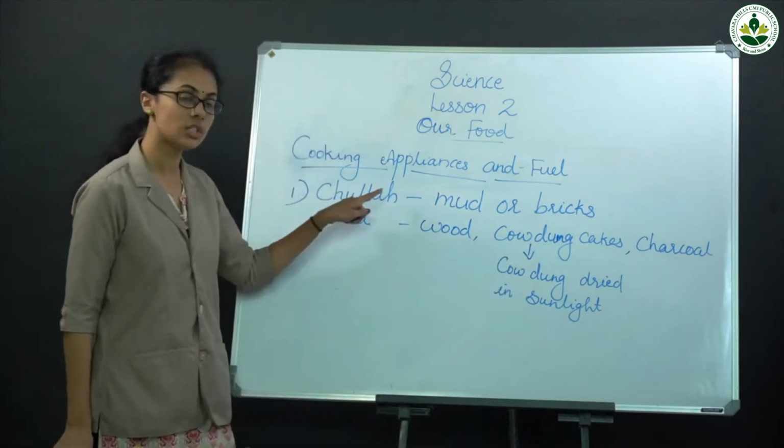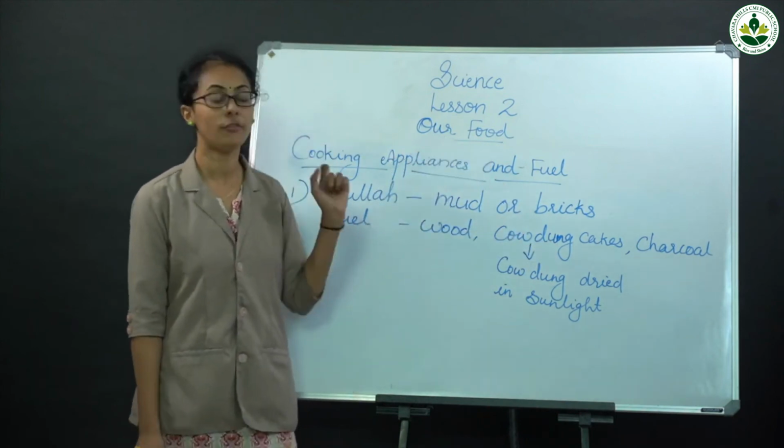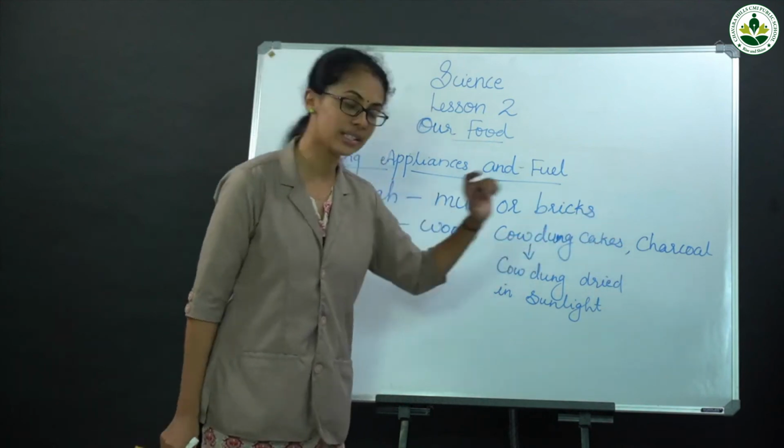The first one is chula. Chula is made up of mud or bricks. The fuels used in chulas are wood, cow dung cakes and charcoal.